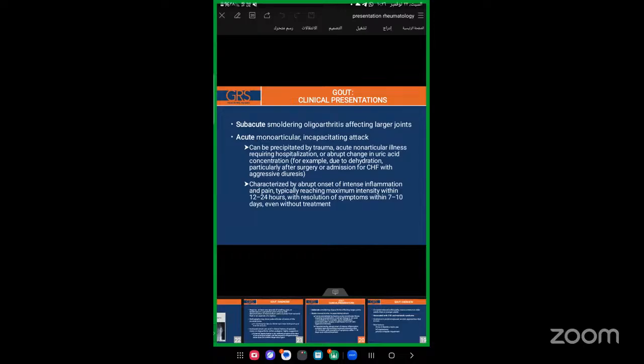As mentioned earlier, it is characterized by an abrupt onset of intense inflammation and pain, typically reaching maximum intensity of pain within 12 to 24 hours. The resolution usually is within 7 to 10 days, even without treatment.